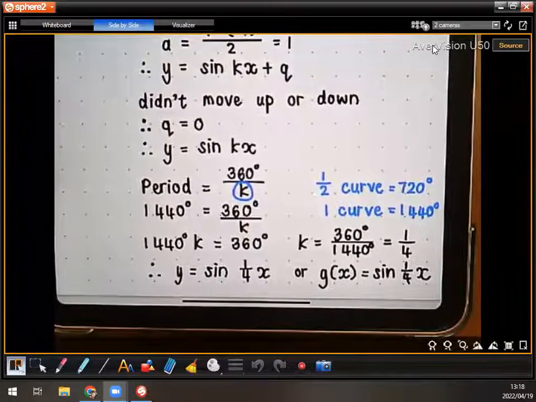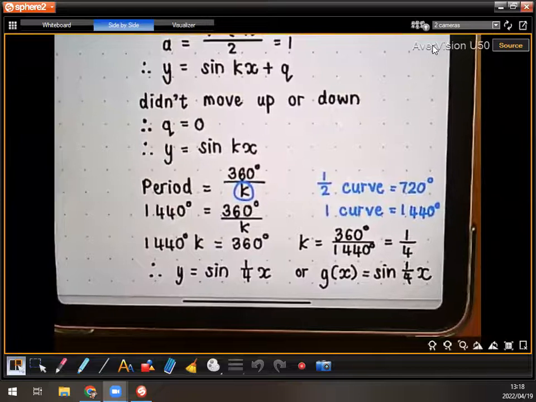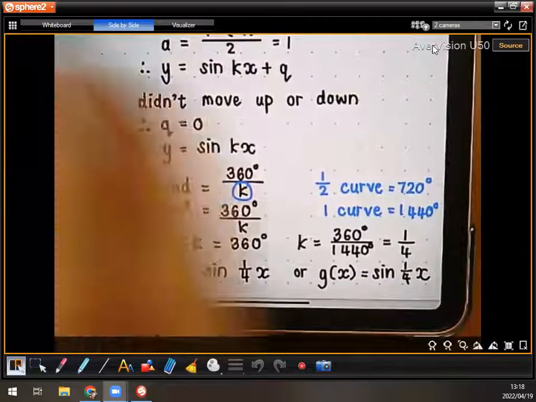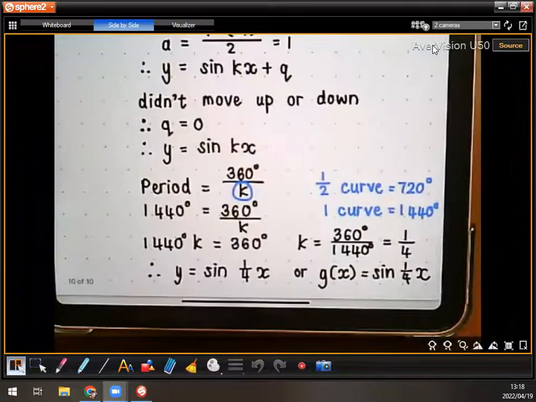Okay, any questions on this one? So this was quite tricky, guys, identifying that period because you couldn't actually see it on the graph. Okay, but if you can see that it's half a curve, then you just need to double that bit that you can see, that 720. All right, are there any questions on this one?